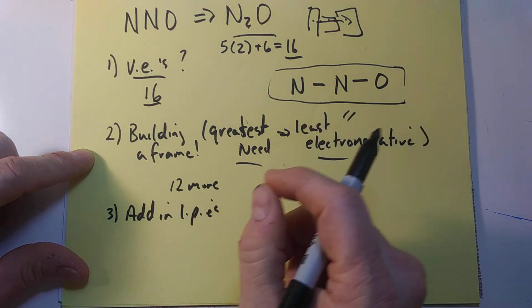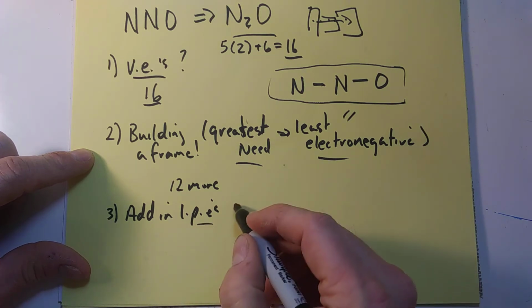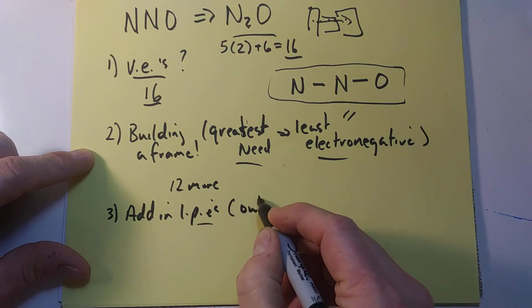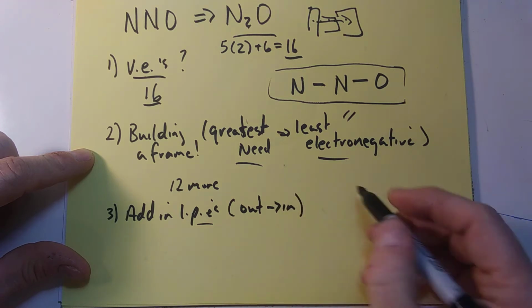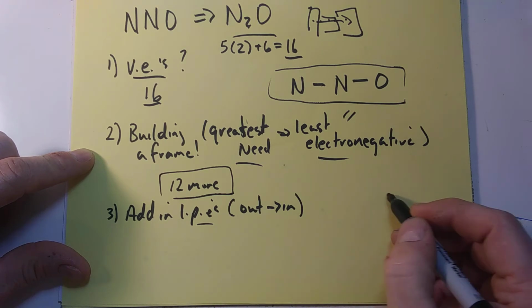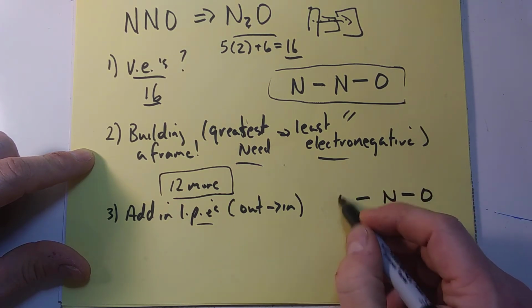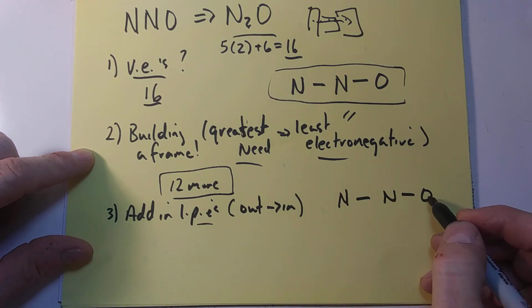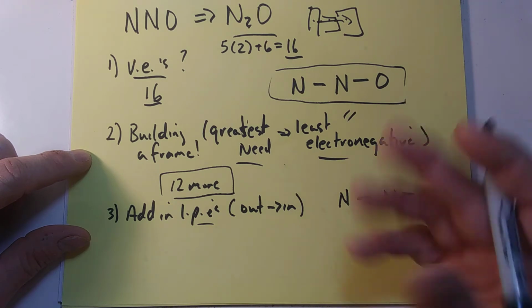just pairing them up. We don't want to have what we call radicals. Add in lone pairs from outside to inside. I'm going to use this space over here, because I know I need 12 more. It doesn't matter too much, but I'll start on the oxygen because it is more electronegative. It's more desirous of electrons.